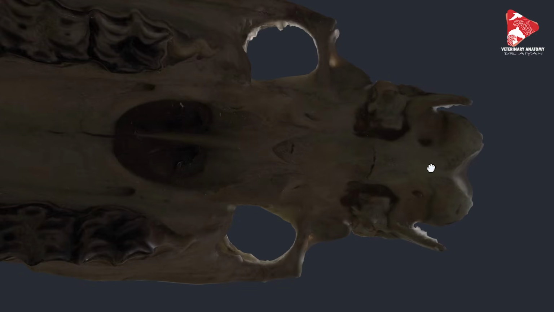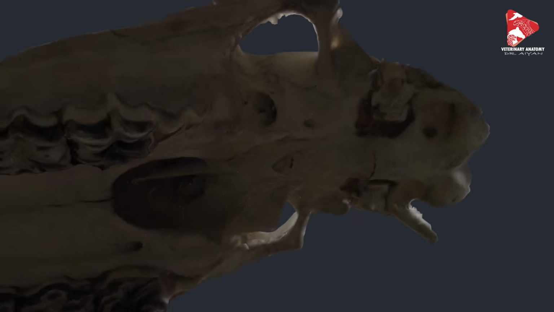The floor of the cranium is formed by the base occipital bone. Here we have the sphenoid bone, and after that the presphenoid bone. Okay? All three bones here are unpaired. That means we have only one bone, so there's no right and left. Okay?